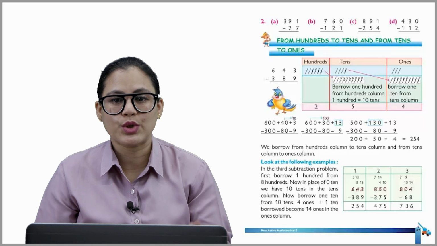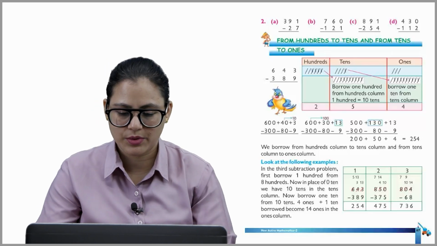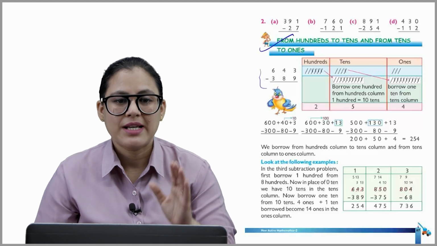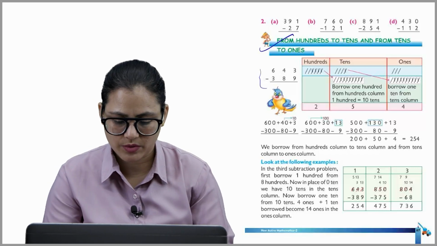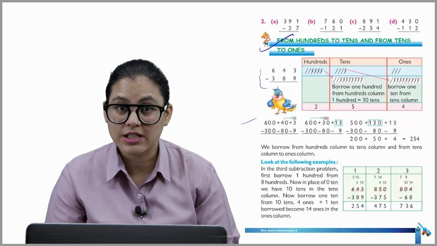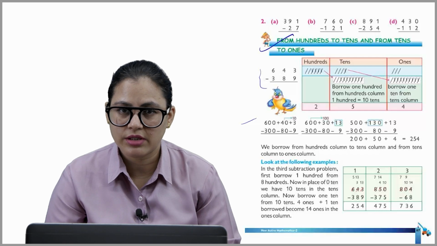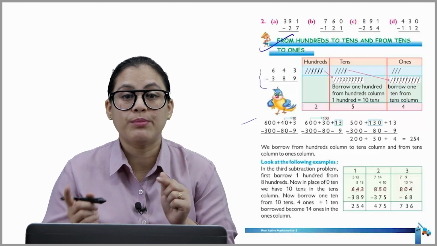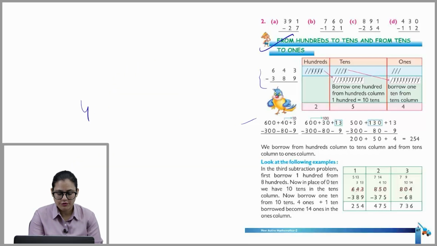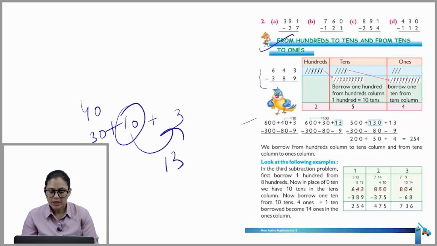Now, from hundreds to tens and from tens to ones. So, we have to subtract these numbers. First, we will expand them: 600 plus 40 plus 3, and 300 plus 80 plus 9. Now, see, 3 minus 9. Is it possible to subtract 9 from 3? No. So, we will borrow from the tens place, 40. We will write 40 as 30 plus 10 and then we will give this 10 to 3 so that 3 becomes 13. Now, 13 minus 9 is 4.